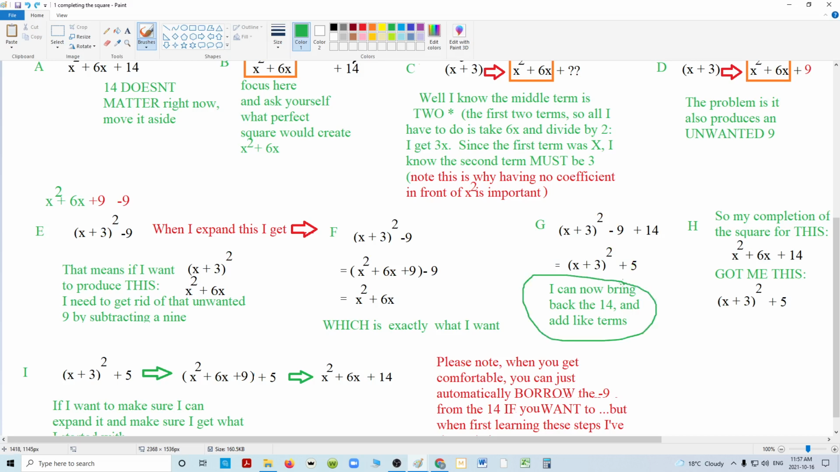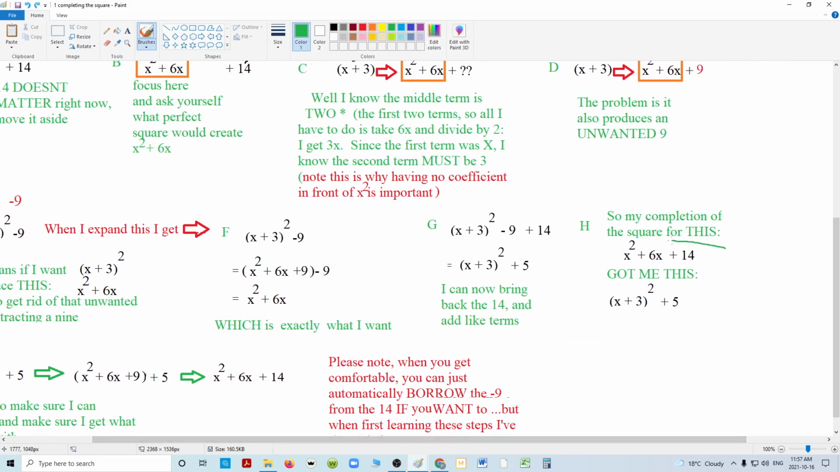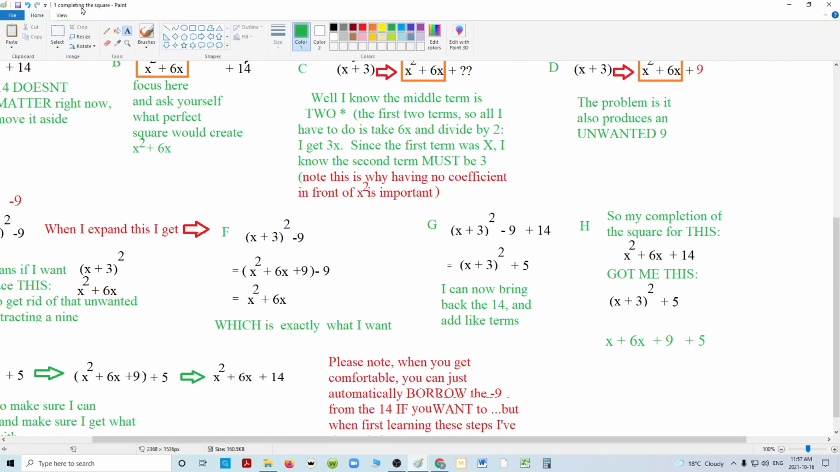I can now bring back the 14 and add the like terms. So my completion of the square for this is actually that. And yes, I could have simply broken it down like this: x squared plus 6x plus 9 plus 5. I could have just borrowed the 9 from the 14. That works fine for simple ones. Yes, I could have just taken this 14 and broken it down into the 9 I want and the 5 I want, and I would be left with the same thing. As I said, that works fine for simple ones.